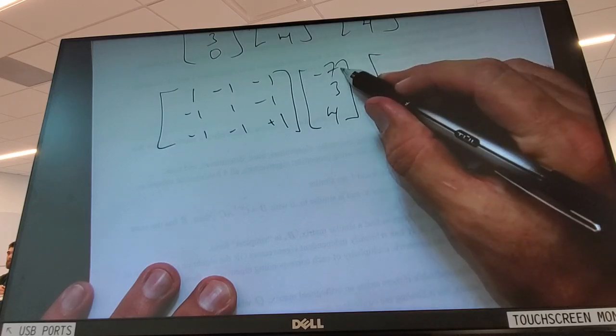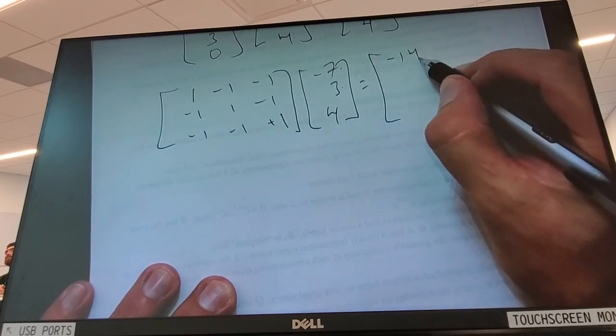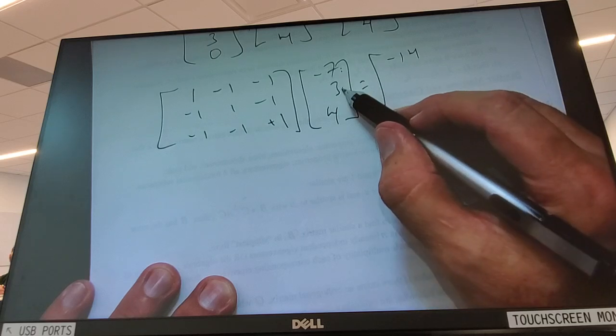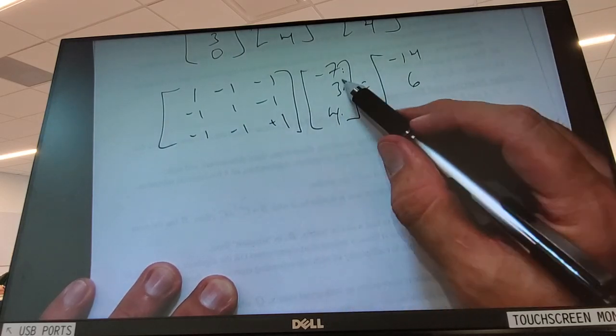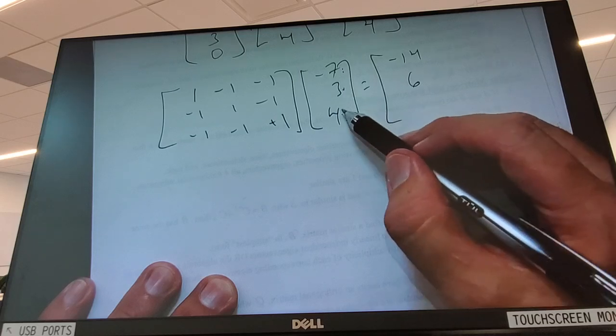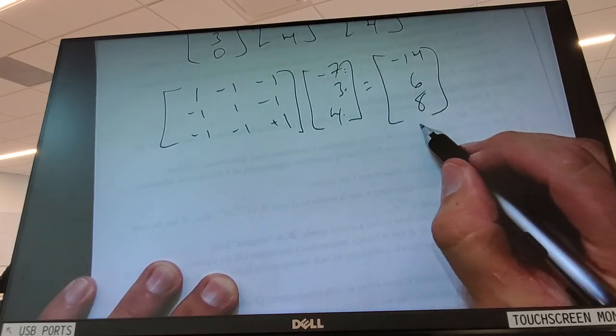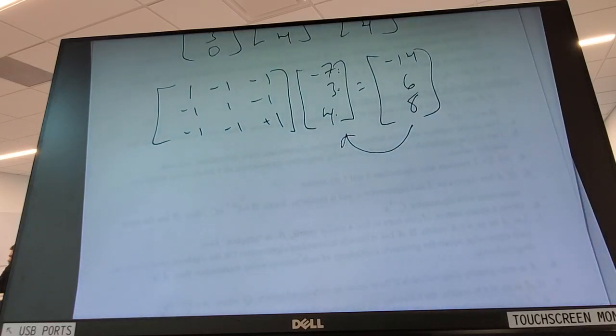So it looks like I get negative 7 minus 3 minus 4. 7 plus 3 minus 4. You could do it. 6. And then I get 7 minus 3 is 4 plus 4 is 8. So how does that relate? Times 2. So that should have been your prediction. That's kind of neat. That's why we call it an eigenspace, because every vector in that space will actually react the same way if acted upon by the matrix. That is kind of cool.